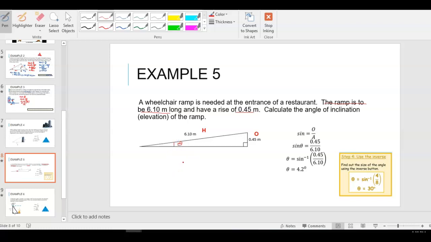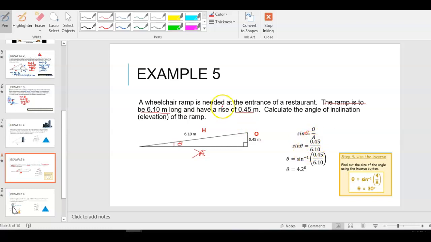Okay, let's label the triangle from angle theta. Opposite, hypotenuse, adjacent. Now we have information for hypotenuse and opposite, but nothing for adjacent, so we totally ignore that. Which one of the trigonometric ratios has opposite and hypotenuse? Sine. So we write sine of theta equals opposite over hypotenuse.